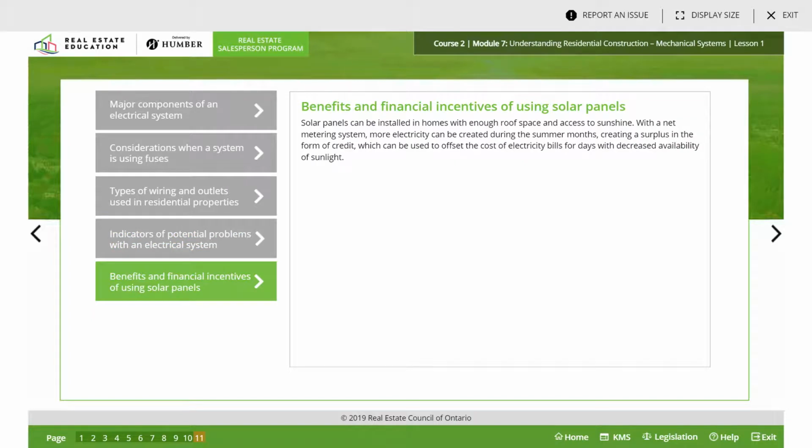What are the benefits of having solar panels? Solar panels can be installed in homes with enough roof space and access to sunshine. With a net metering system, more electricity can be created during the summer months, creating a surplus in the form of credit, which can be used to offset the cost of electricity bills for days with decreased availability of sunlight.